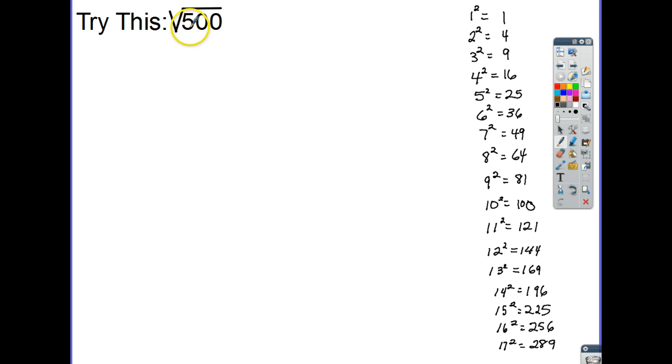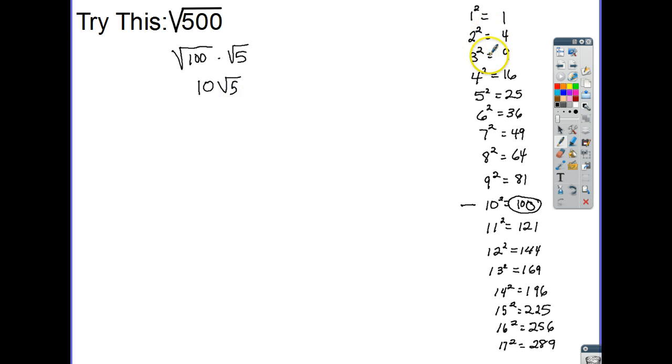Then you want to find the largest perfect square that will go into it, and of course 100 will go into 500. So we want to pick this one right here. So we're going to break this down into the square root of 100 times the square root of 5. And the square root of 100 we know is 10, and the answer is 10 square root of 5.